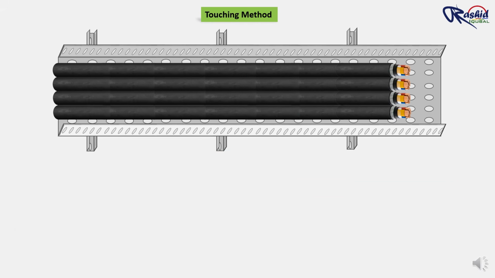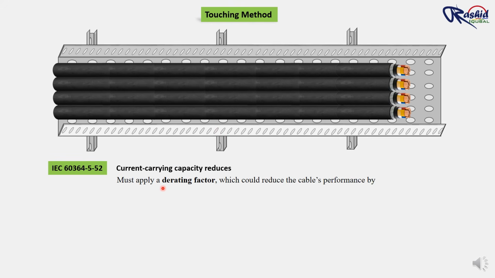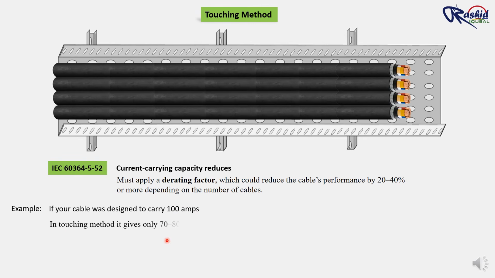According to IEC standards, when cables are installed in a group or touching each other, their current carrying capacity reduces due to mutual heating. In that case, you must apply a derating factor, which could reduce the cable performance by 20 to 40% or more, depending on the number of cables. For example, if your cable is designed to carry 100 ampere, after applying the derating factor, it might only be allowed to carry 70 to 80% safely.